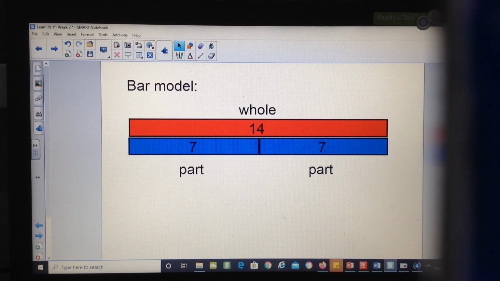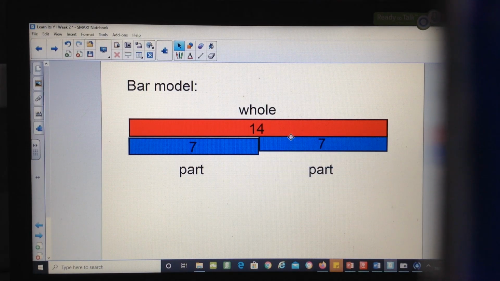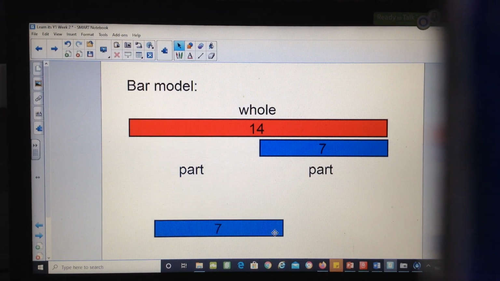Let's look at that as a bar model. Our part, whole bar model. Our whole part is 14. 14 can be divided into 2 sevens. 7 add 7 is 14. And our line goes right down the middle, doesn't it? Showing half and half. So 7 add 7 is 14. 14 take away 7 leaves 7. 14 take away the other 7 still leaves 7, doesn't it?